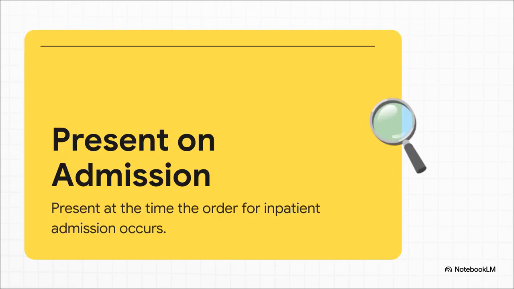So, how do you protect your hospital's revenue and reputation? You absolutely must master the POA indicator. Present on admission is the legal threshold. It is literally the dividing line that separates a pre-existing illness from a penalized hospital-acquired error. Officially, it means the condition was present at the exact time the order for inpatient admission occurred.